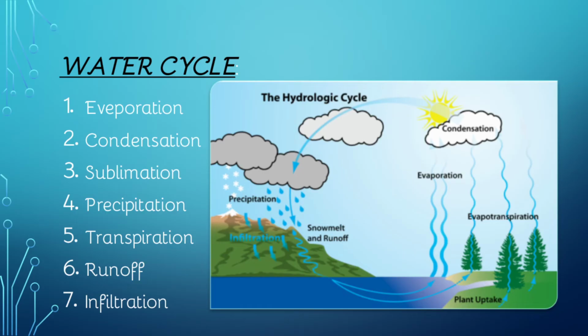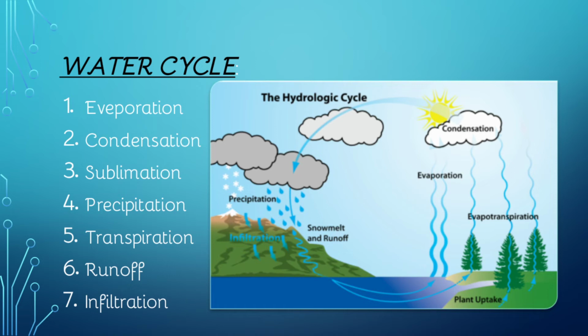The next cycle is the water cycle. The water cycle has 7 steps: evaporation, condensation, sublimation, precipitation, transpiration, runoff, and infiltration. In the first step, evaporation, the water cycle starts with evaporation. It is a process where water at the surface turns into water vapor. Water absorbs heat energy from the sun and turns into vapors.